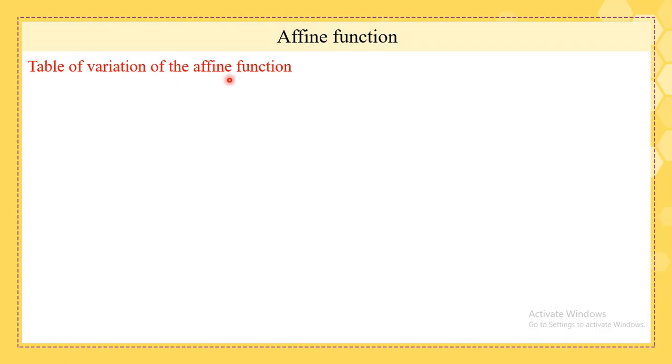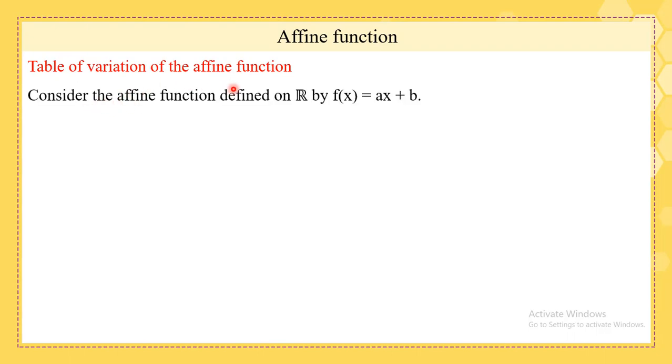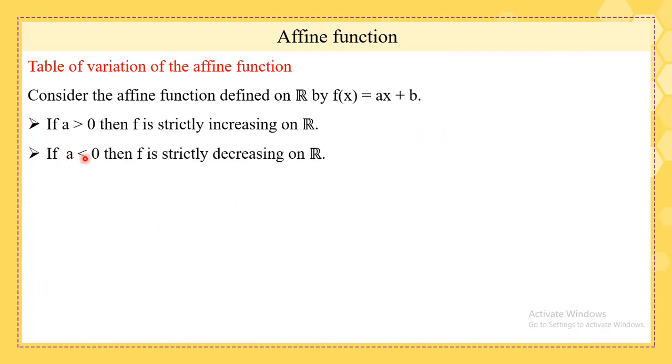Table of variation of the affine function. Consider an affine function defined on R by f of x equal ax plus b. If a is positive, then f is strictly increasing on R, since a is the slope, and when the slope is positive, this means that the line is moving upward. So the function is increasing, and if a is negative, the line is moving downward, so f is strictly decreasing on R. And if a is equal to 0, then the line is a horizontal line of equation y equal k, and the function is a constant function on R.